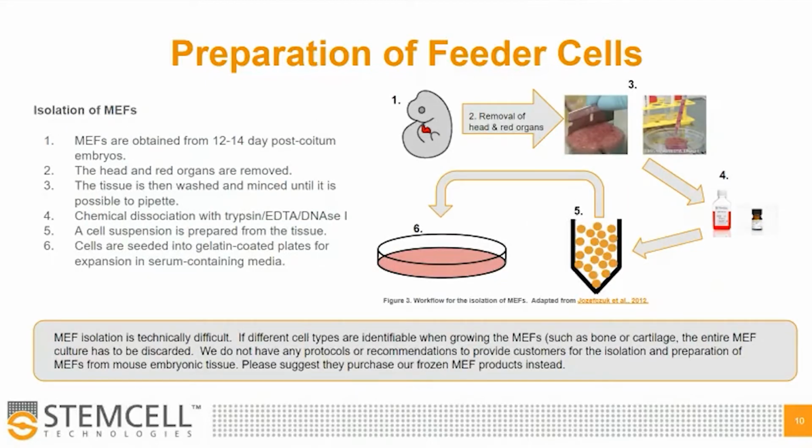The first step in the preparation of feeder cells is their isolation. Making fresh MEFs is technically difficult and requires the expense and upkeep of keeping pregnant mice. The procedure itself is not easy for beginners, as if different cell types are identifiable when growing the MEFs, such as bone cells, the entire MEF culture has to be discarded and the researcher must start again.